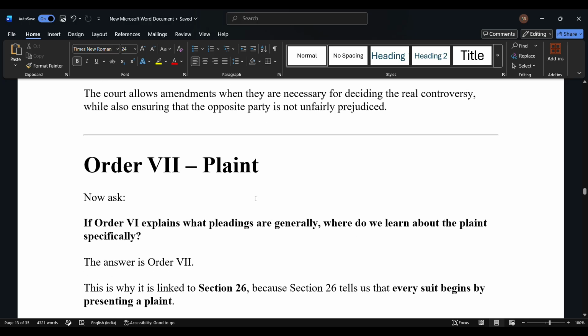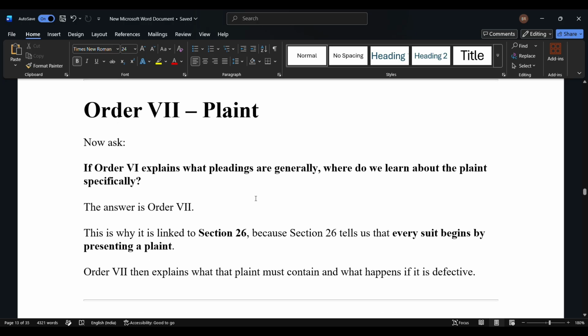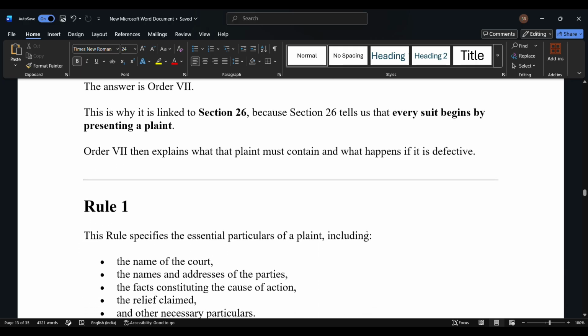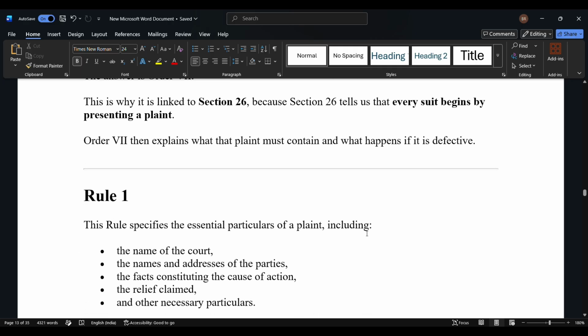Order 7. Plaint. Now ask. If Order 6 explains what pleadings are generally, where do we learn about the plaint specifically? The answer is Order 7. This is why it is linked to Section 26, because Section 26 tells us that every suit begins by presenting a plaint. Order 7 then explains what that plaint must contain and what happens if it is defective.